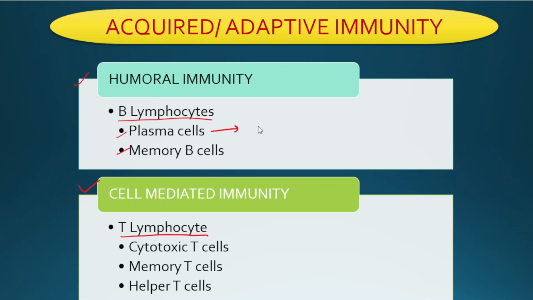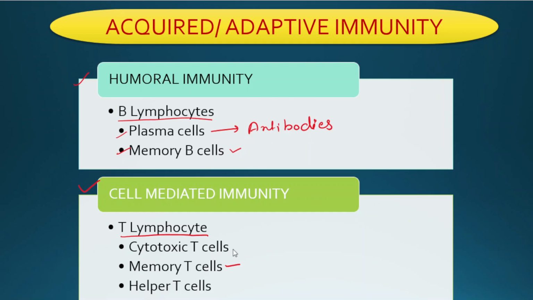These plasma cells are responsible for the production of antibodies that provide the future immunity. The memory B cells and memory T cells are responsible for the retention of memory of a particular antigen. Similarly, T lymphocytes produce three types of cells: cytotoxic T cells, memory T cells, and helper T cells.